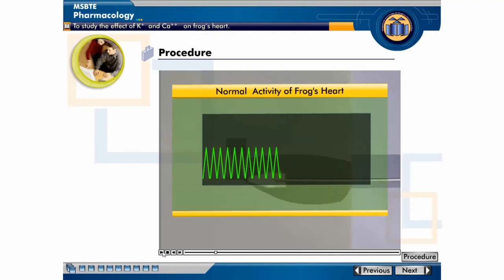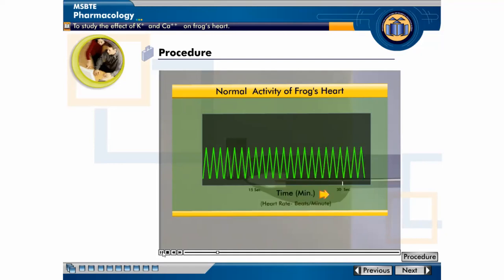Firstly, before observing the calcium and potassium ion effect, this is the normal activity from our last experiment. Firstly we saw the normal activity of frog's heart. After that adrenaline was administered, right? Then heart rate got increased like that. Firstly we have to observe normal activity of frog's heart, and then the effect of calcium and effect of potassium ion is compared and observed.